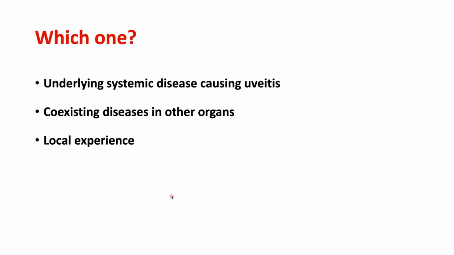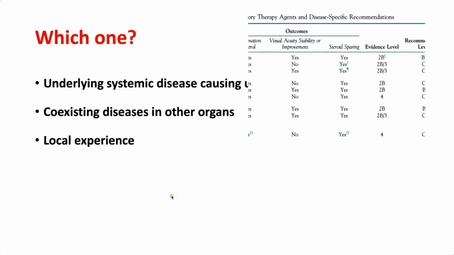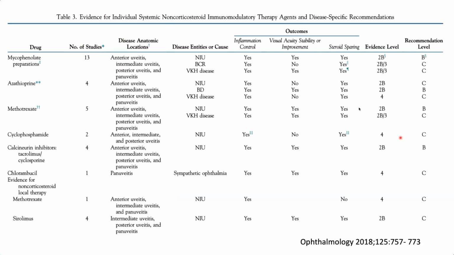So the other question is, which one do we use? It basically depends upon the underlying systemic disease causing uveitis, coexisting disease in other organs, and the local experience. This is again the FAST initiative. If you see, they've talked about inflammation control, visual acuity or stability, and steroid-sparing effect. It is there in conditions with mycophenolate mofetil. This tends to project as if MMF is better than methotrexate and then azathioprine.